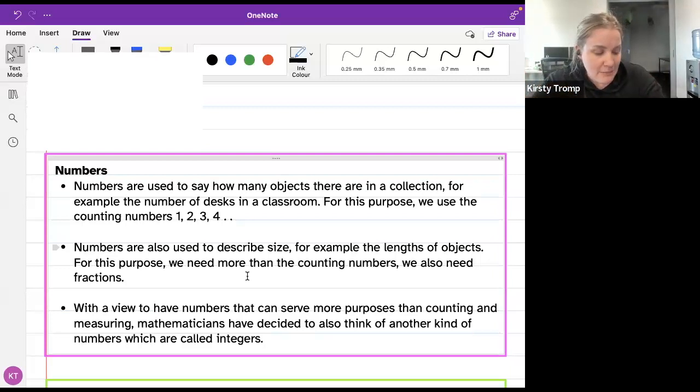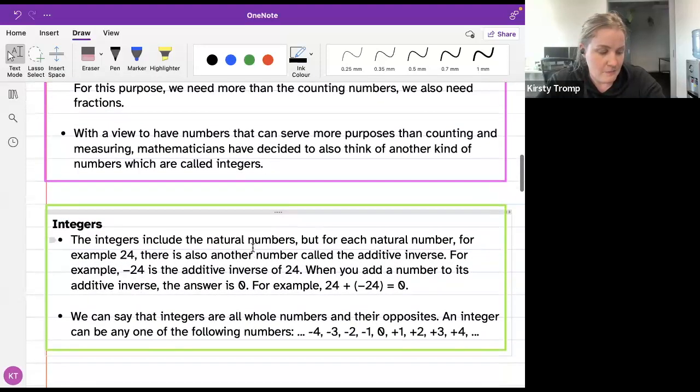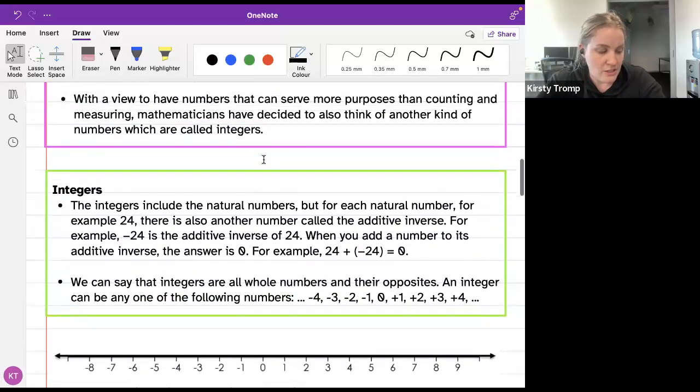With a view to have numbers that can serve more purposes than counting and measurements, mathematicians have decided to also think of another kind of numbers, which are integers. So instead of just using numbers to count or to measure things, they came up with another definition for numbers, and that was integers. So what are integers?